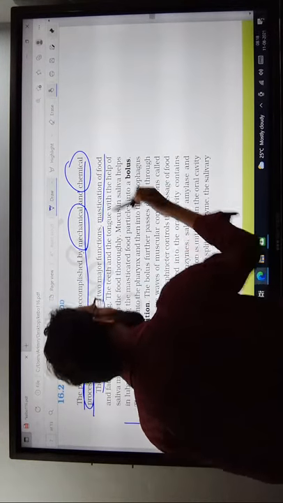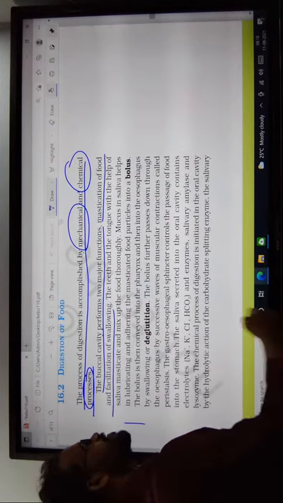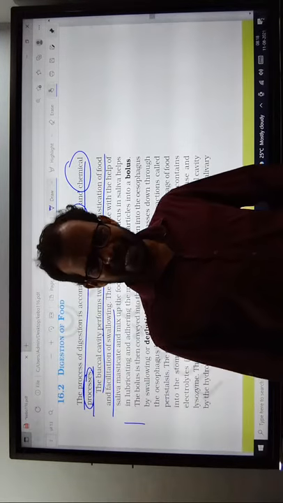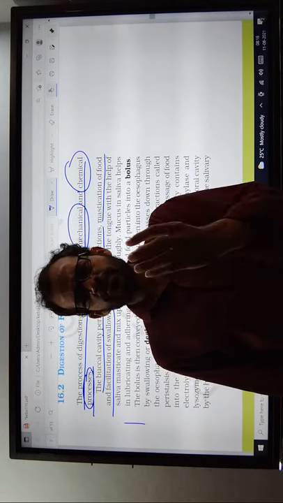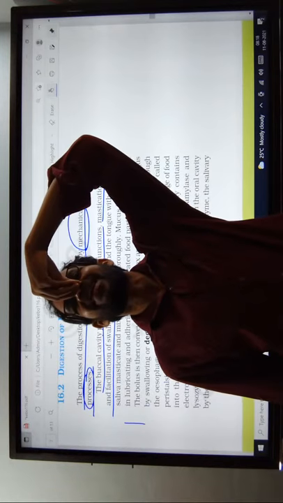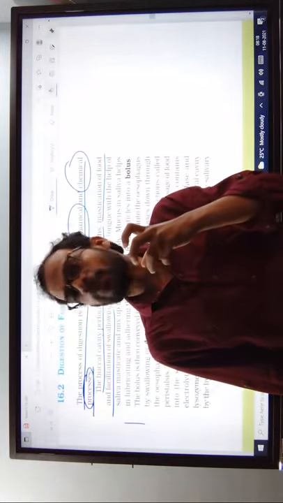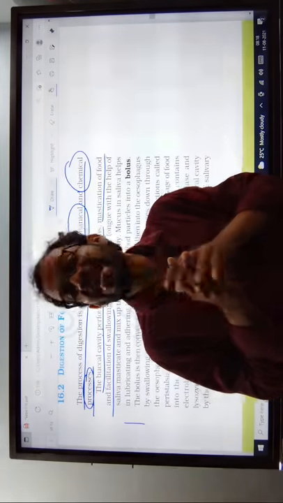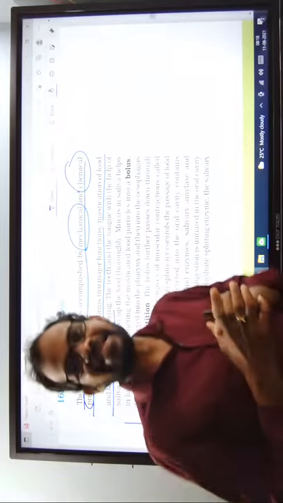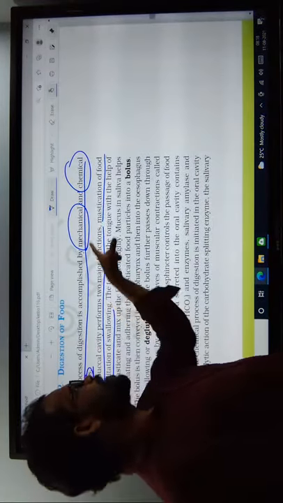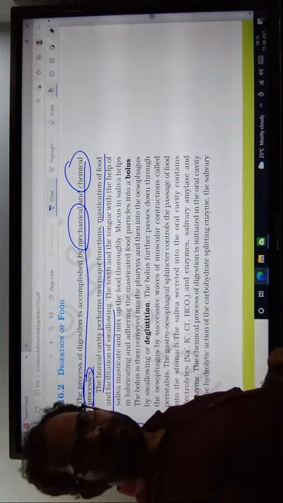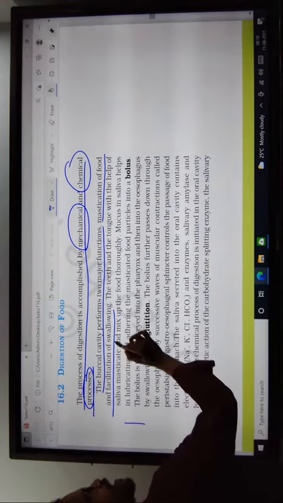Coming to the first one, the buccal cavity performs two major functions. What is the first function? Mastication of the food, and the facilitation of swallowing the food particles. Mastication means first you take the food particle and place it into the buccal cavity: grinding, mixing, tearing the food particles, mixed with saliva, with the help of the mouth only. That is the buccal cavity function, and also swallowing.